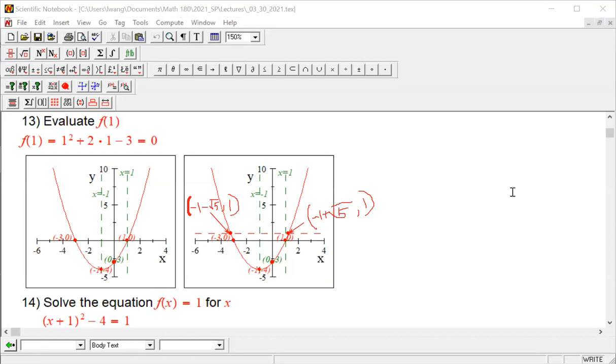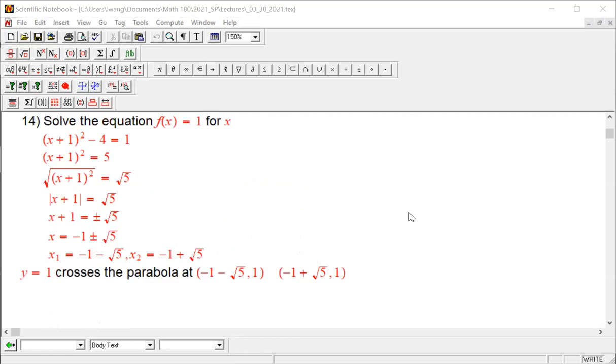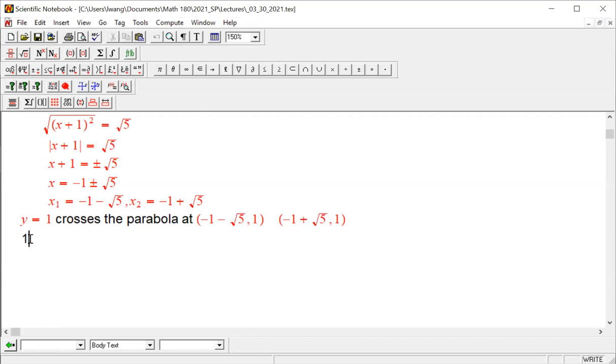15, 16. Okay, 17, 18. Okay, I'm going to put them away. I'm preparing for 15, 16.